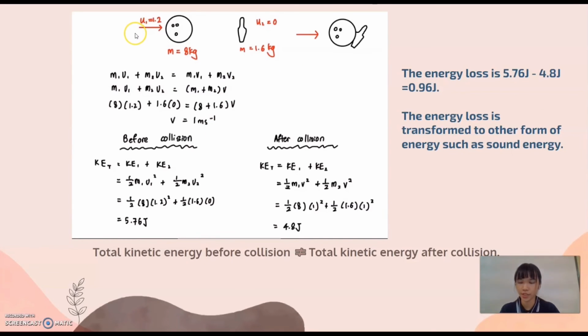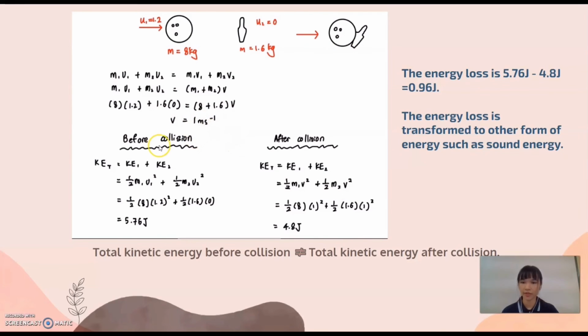Okay, after knowing the velocity of the bowling ball, which is 1.2 meter per second, we can start to solve the problem. We know that the initial velocity of the pins is 0, and the mass of the bowling ball is 8 kg, while the mass of one pin is 1.6 kg. So from here, m1u1 plus m2u2 equals m1 plus m2 times v. This v is the velocity of the bowling ball and pins. Since after the collision, the bowling ball will go along with the pin, they have the same velocity. After substituting the values, we get the final velocity of the bowling ball and pin is 1 meter per second.